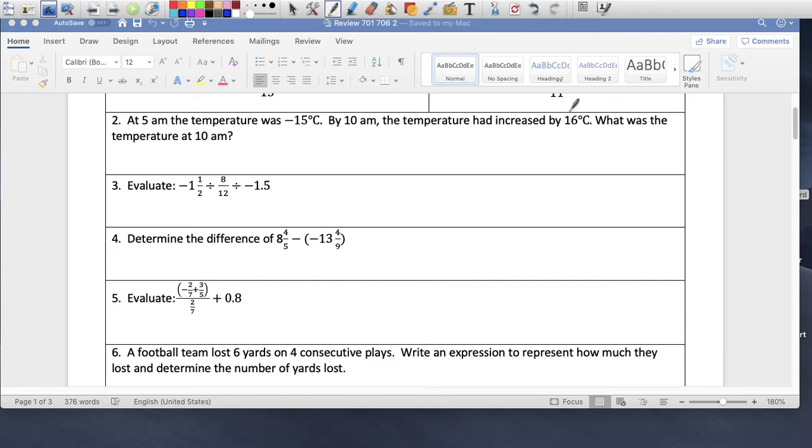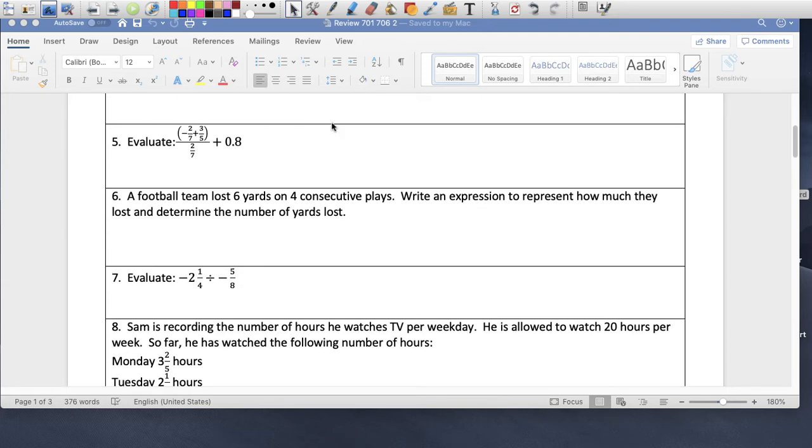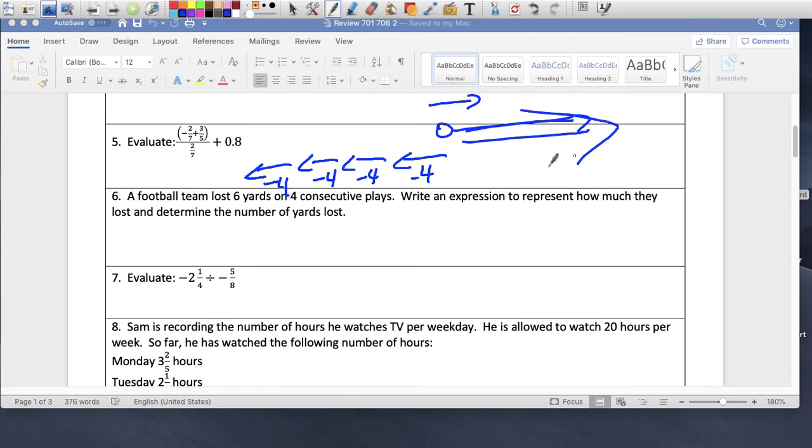A football team loses 6 yards on 4 consecutive plays. So we're playing football. And in football, you have to take the ball and carry it that way, right? If your team is facing that way, we have to go that way. So this team, instead of going that way, they went backwards once, twice, 3 times, and 4 times. They're going backwards. Meanwhile, they're supposed to be going in this direction.